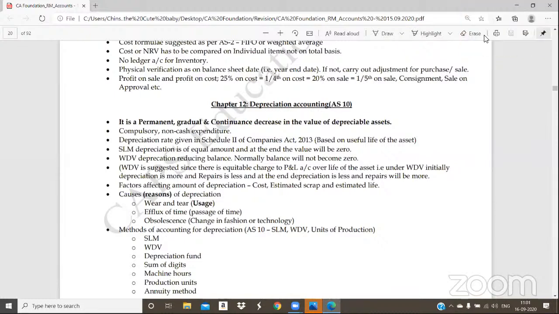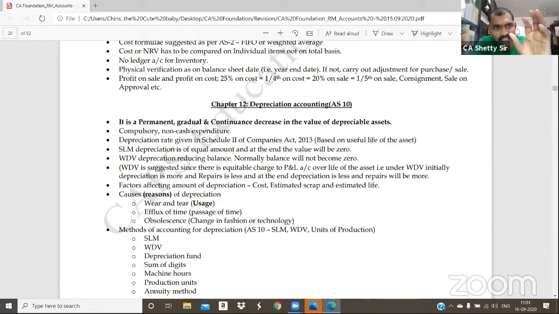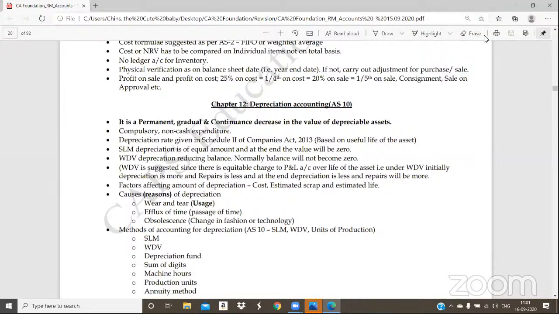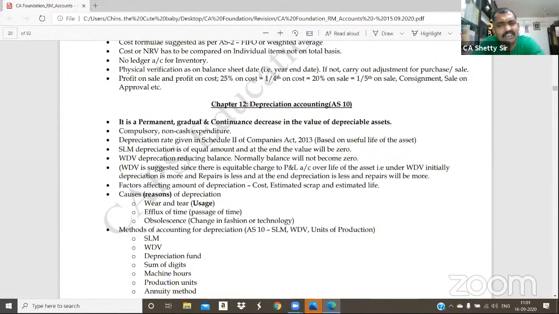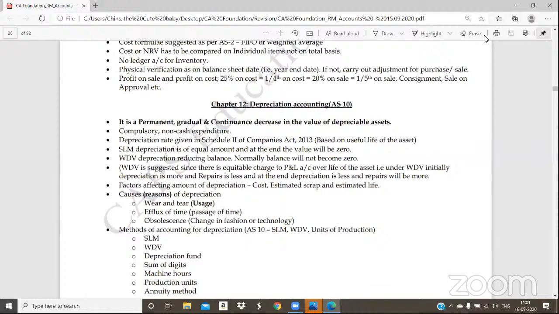Continue. Straight line method: depreciation is of equal amount and at the end the value will be 0. All of you know, a straight line means equal amount. 100 lakh is the cost. If the life is 10 years, 100 divided by 10, every year 10 lakh, 10 lakh, 10 lakh depreciation. Next. Written down value: depreciation is of reducing balance. Normally balance will not become 0. Whatever you do, you keep on doing, it will become negligible. That's it. Next. WDV is suggested since there is equitable charge to P&L account over the life of the asset.